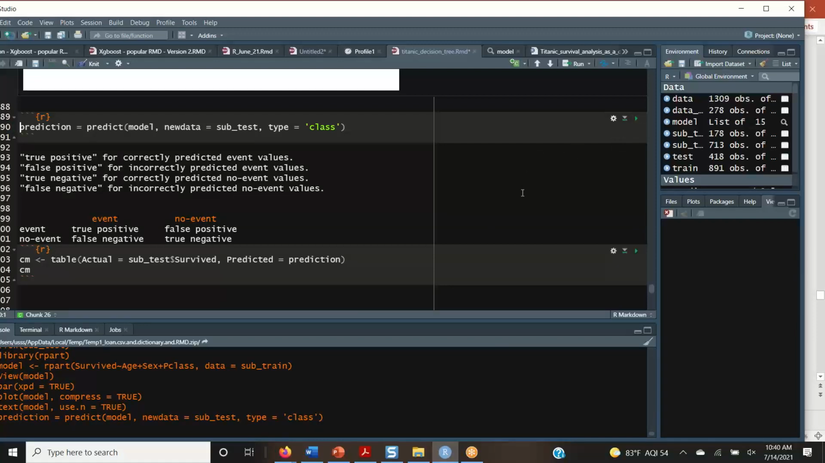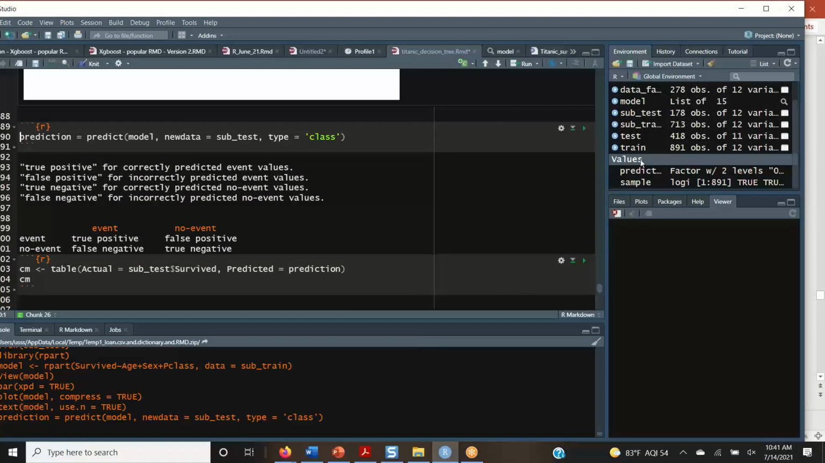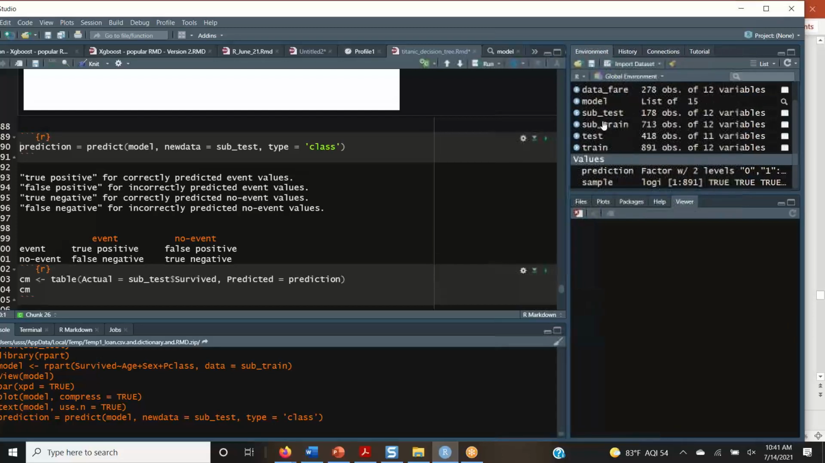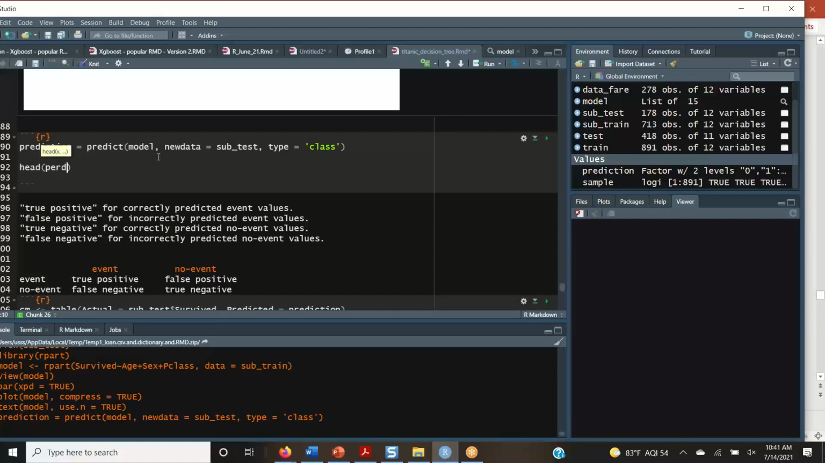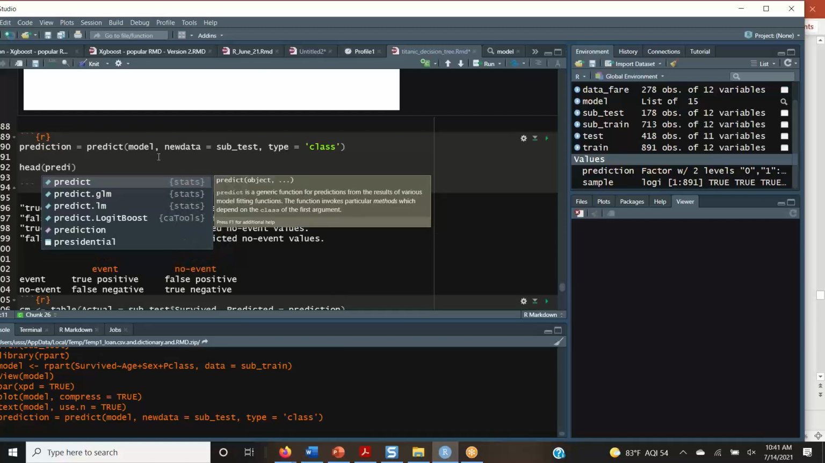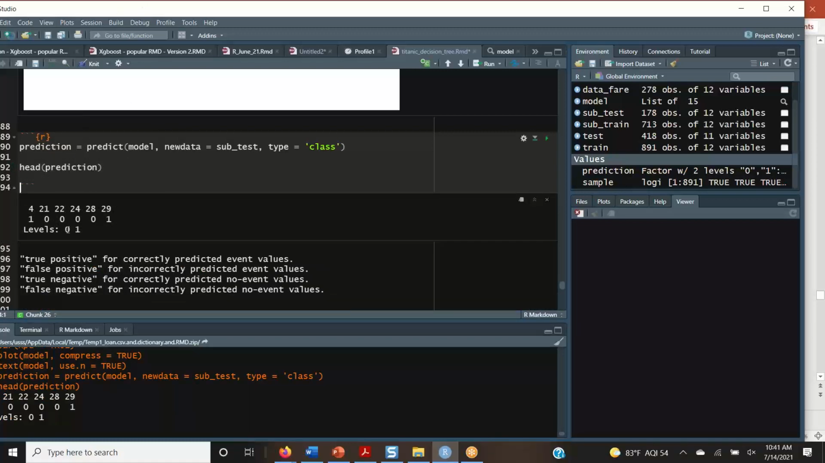Then we want to calculate the confusion matrix. You see, it is doing the prediction. Same value prediction. Okay, so I'm supposed to have seen that data set, right? The prediction is. So I can just play with that and see. So this is what the predicted values are.